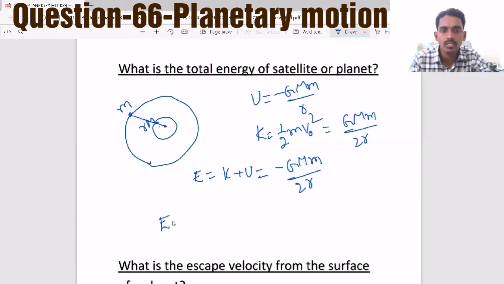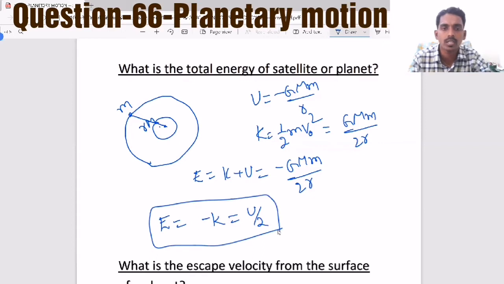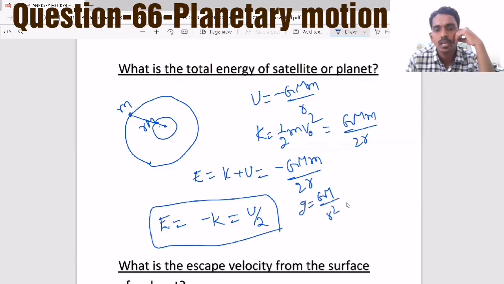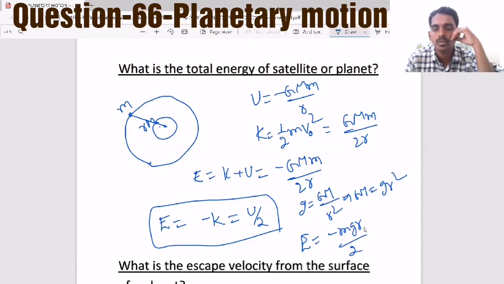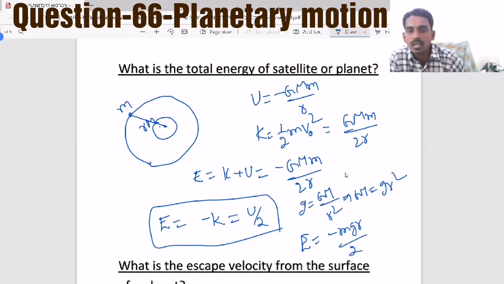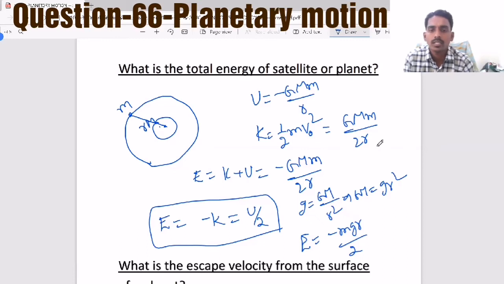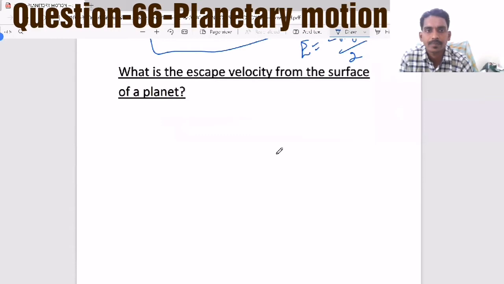So the total energy, if you observe, is equal to the negative of the kinetic energy, and half of the potential energy. So this is the total energy of the satellite or planet. Now at any particular distance, g equals GM by r squared, so that GM equals g r squared. Now the total energy can be written as minus mgr by 2. So this is another formula in terms of small g. So like that you can understand what is the total energy of a satellite.